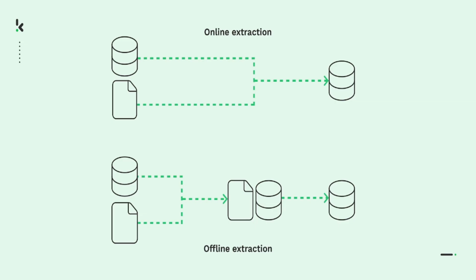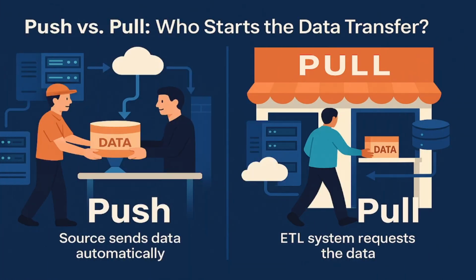So, who initiates the data transfer? That's where push and pull come in. Push means the source system sends out the data automatically, like getting a delivery. Pull is when your ETL system goes and asks for the data, more like takeout. Both are useful. Push is common in incremental and offline extractions. Pull works better in online setups. You can mix and match depending on your need.